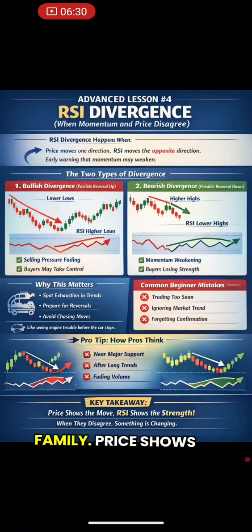The key is, family, price shows the move, RSI shows the strength behind it. When the two disagree, something is changing. Your engine light is on. So you need to be aware and checking for these signals.